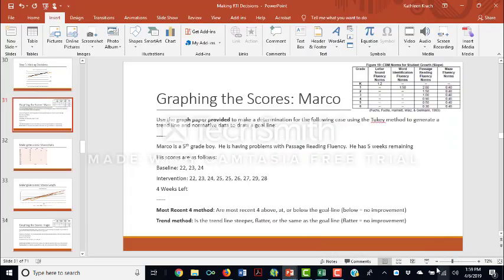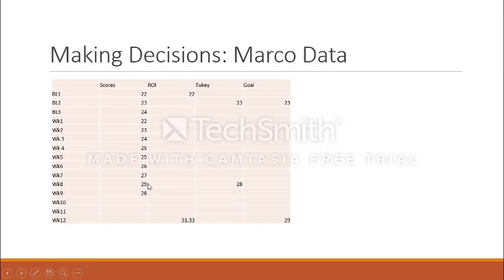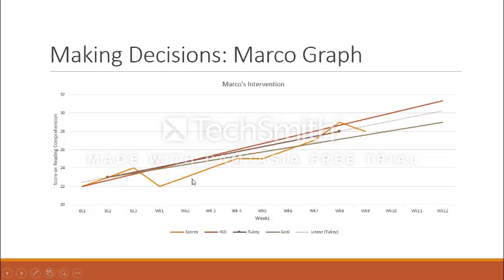So going back to the PowerPoints here, we have our original question, which is how do we graph for Marco? We have all of the information provided here, and we have all the data provided here, and then we have our graph. And from this graph, we should be able to determine several things. Remembering that we want to look at our goal line here.